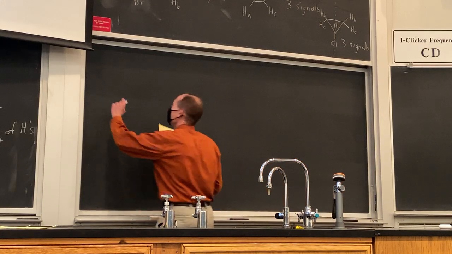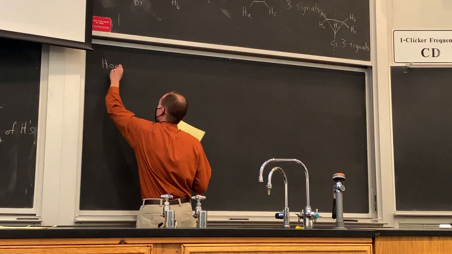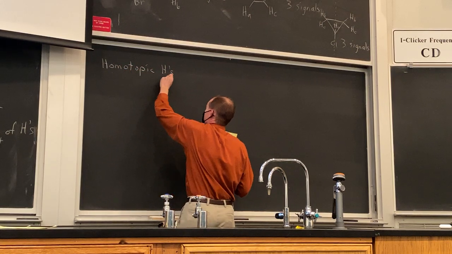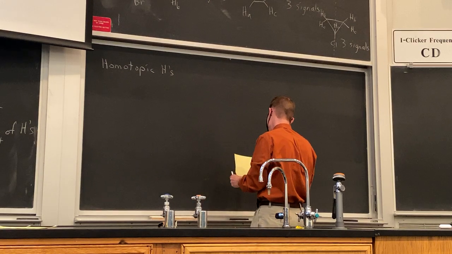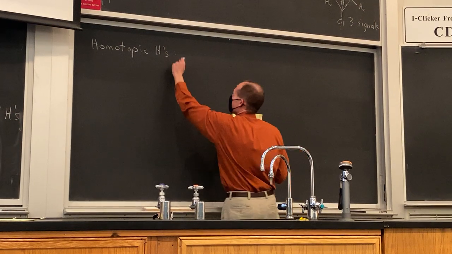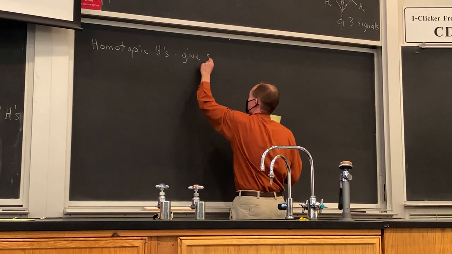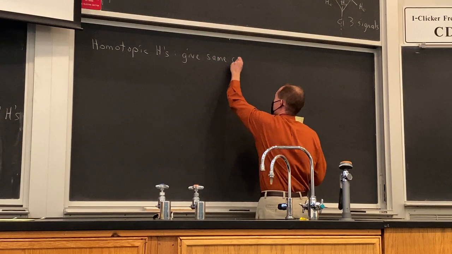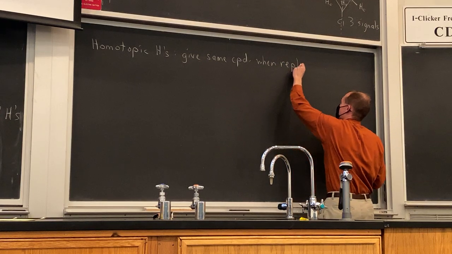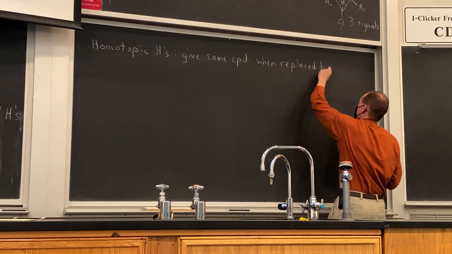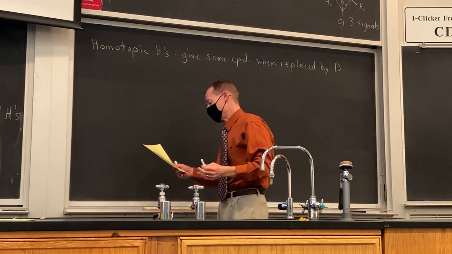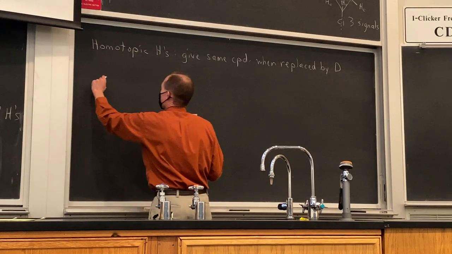So the first one is homotopic. So homotopic hydrogens are two hydrogens that give the same compound when replaced by deuterium. Okay, so these hydrogens will be identical in the proton NMR and will give a single signal.